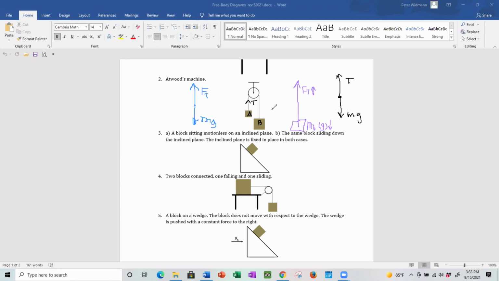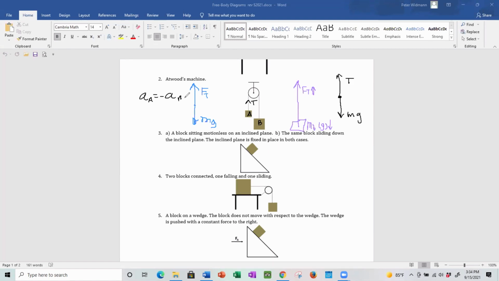Perfect. That's exactly correct. So the equation of constraint, which you actually need as an equation to solve this problem, is that the acceleration of block A is minus the acceleration of block B. And when you write down the equations of motion for this, you will need that equation in order to solve, because you'll need another equation besides F equals ma, which is in fact the equation of constraint.